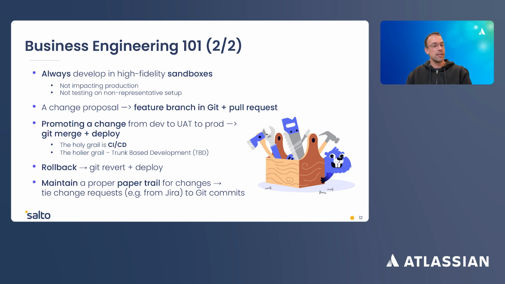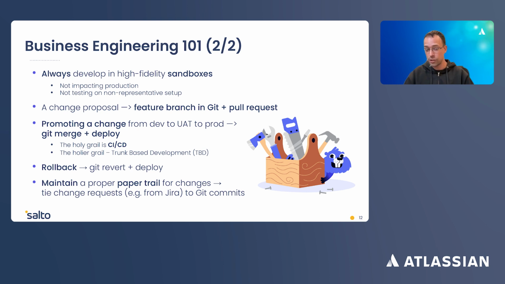A change proposal in such a magical world is as simple as having a feature branch in Git with that different configuration and a pull request in order to actually review and approve that change. Promoting a change from our dev to the UAT to production Jira instances, as simple as running a git merge and deploy. We can actually have a CI/CD pipeline for those changes. Rollback, as simple as running a git revert and deploy.